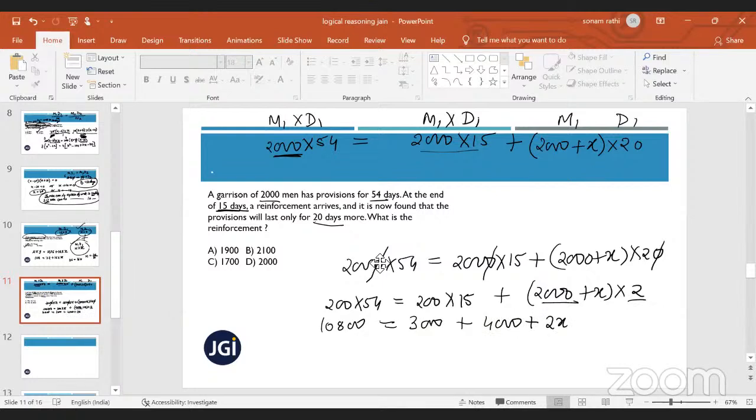Okay, so subtract this and take it to the left hand side. 10,800 minus 3,000 and minus 4,000. So 3,800 is equals to 2x. X is equals to 1,900. Yes. So 1,900 more people joined, right? Yes. Everyone got it?